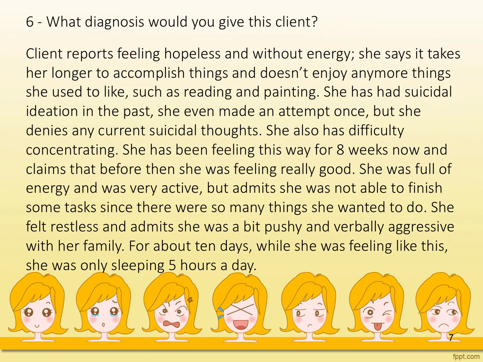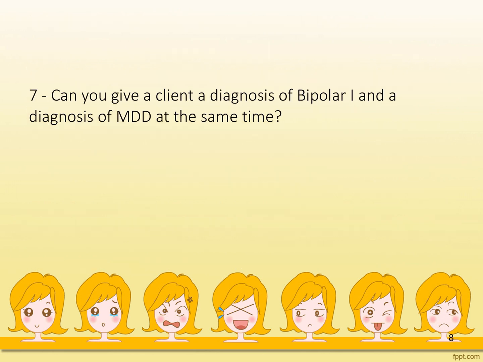And then at the bottom of the vignette, it says for about 10 days, while she was feeling like this, she was only sleeping 5 hours a day. So what is new there is the 10 days. We know now that she's had these high episodes for 10 days, which means that she was experiencing a manic episode. Mania is not hypomania. So is it bipolar 1 or is it bipolar 2? Because she also had enough criteria for MDD. Because she was experiencing a manic episode, we know it is bipolar 1. It doesn't matter if she had MDD or not. Whenever there is a full episode of mania, then it's bipolar 1.